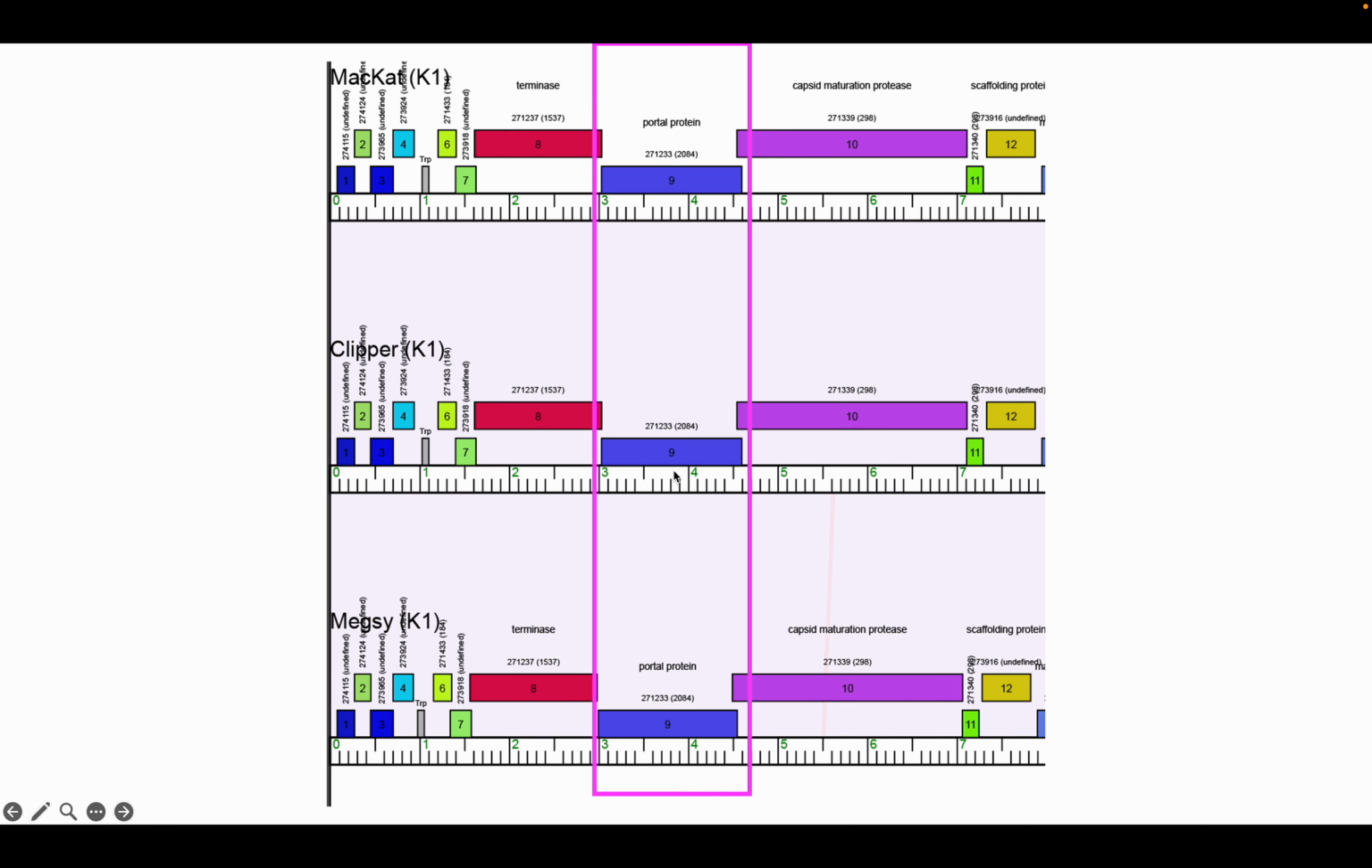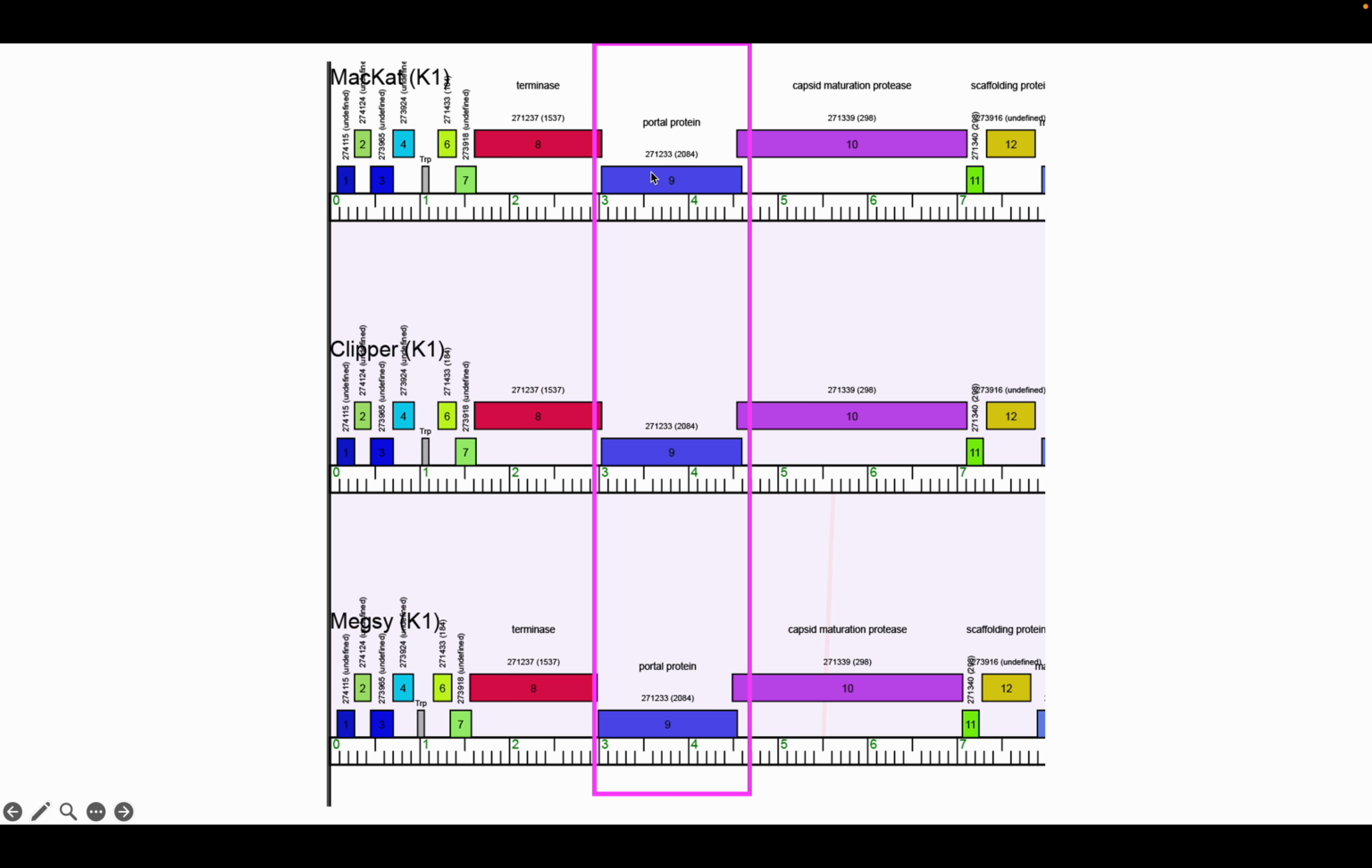Let's look at GP9 in the Clipper genome. This is the gene that I'm continuing to call from our previous video. I've already called the translational start, and I've aligned the Clipper genome with MatCat and MEGSI. We can see that there's high nucleotide identity between the genomes in this region.